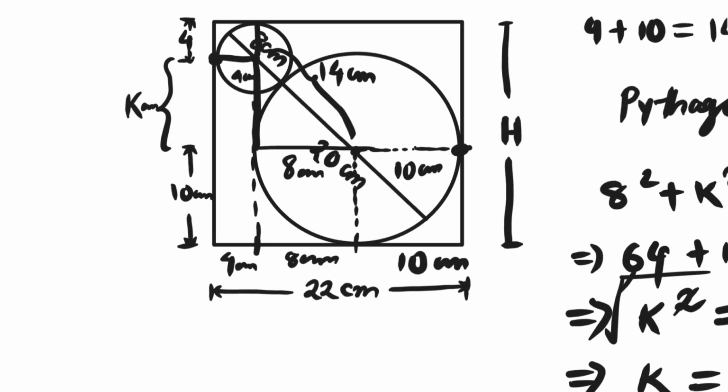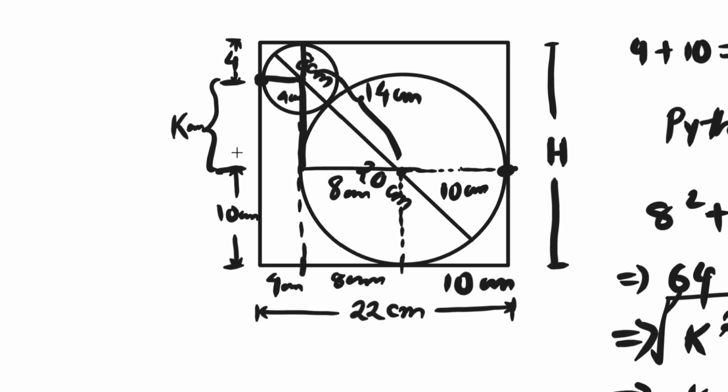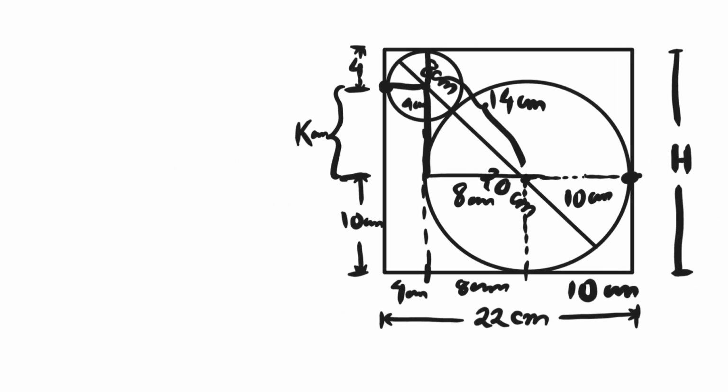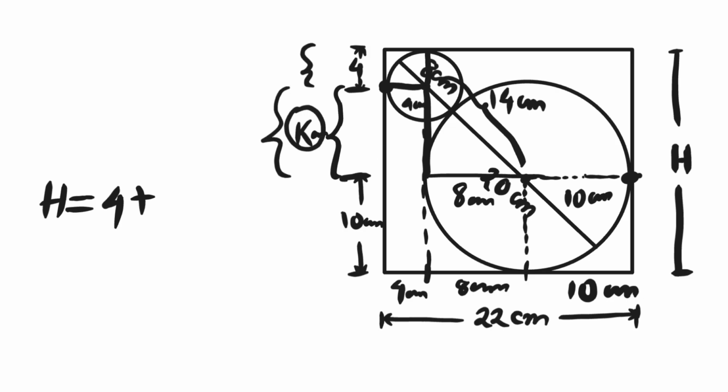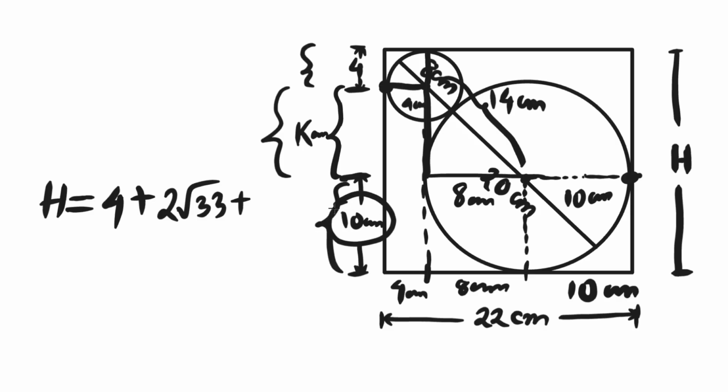This value represents only the vertical gap between the centers, not the total height of the rectangle, so be careful not to stop here. Now, let's find the complete height. The rectangle's height is made up of 3 parts. At the top, we have the radius of the smaller circle, which is 4 centimeters. In the middle, we have the vertical gap, which is 2 multiplied by the square root of 33 centimeters. At the bottom, we have the radius of the larger circle, which is 10 centimeters.